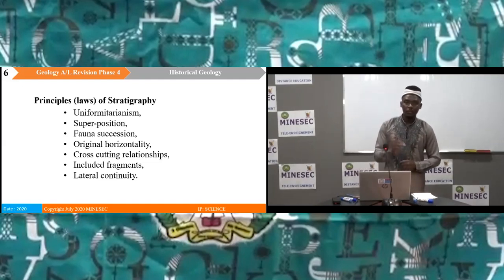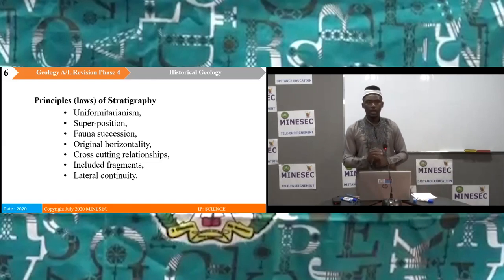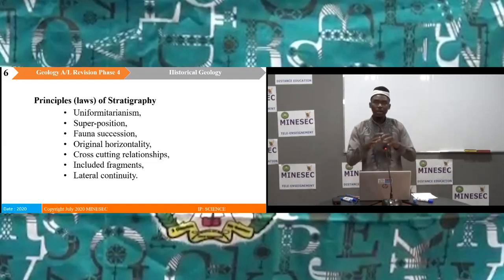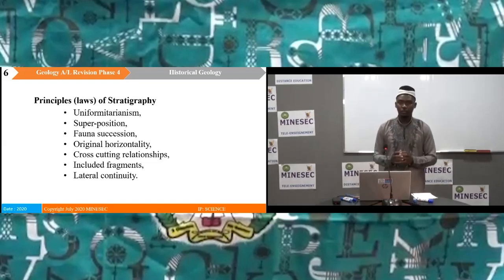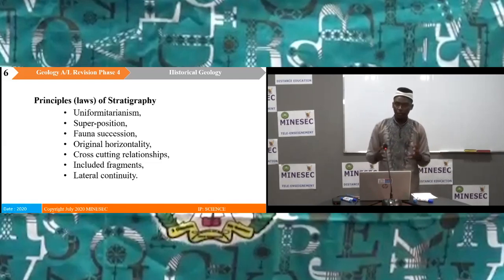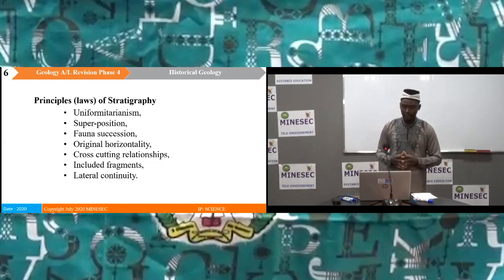We also have the principle of included fragments. This principle states that rock fragments included in another body of rock are older than the body including them. It means a xenolith is older than the rock that contains it.